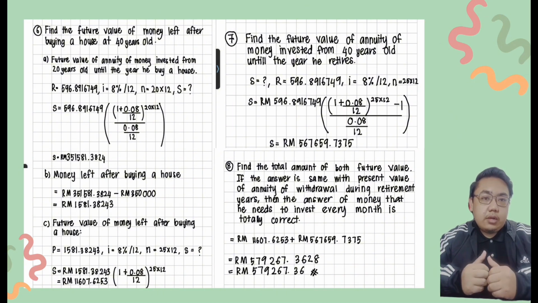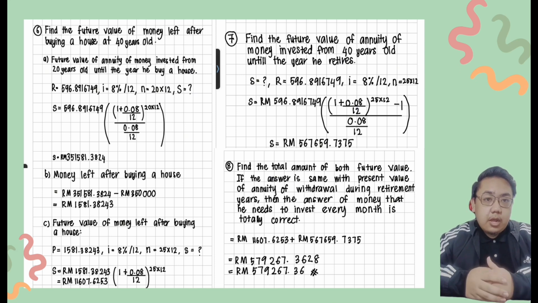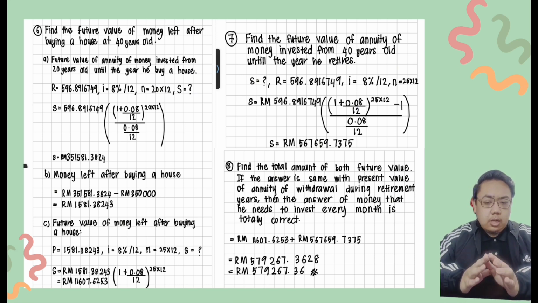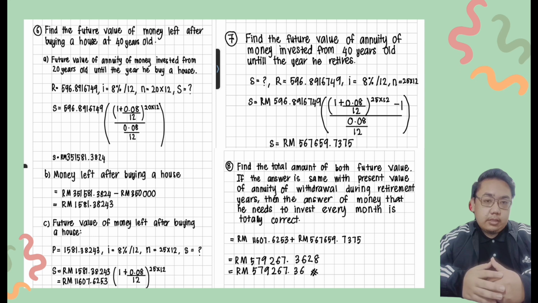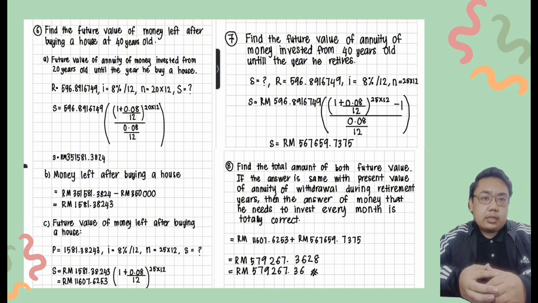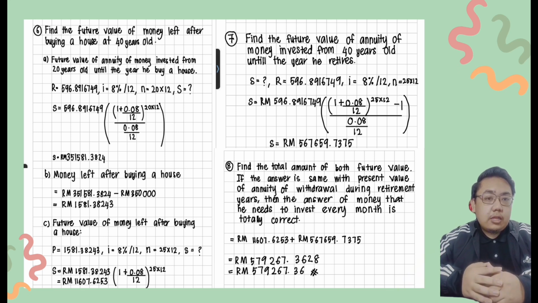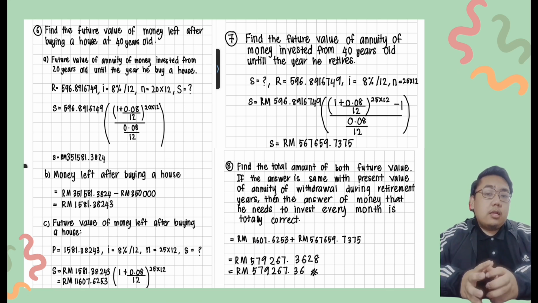We already found the future value of annuity of money invested from 20 years old until 40 years old at the previous step. So for the second step, you just need to find the future value of annuity of money invested from 40 years old until he retires. Just do the same, put the information into the formula, and the answer will represent the future value of annuity of money invested from 40 years old until the year he retires. Alright, let's move to the last step.